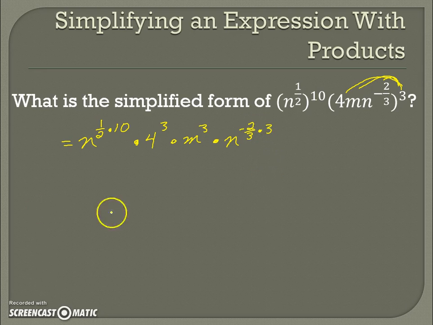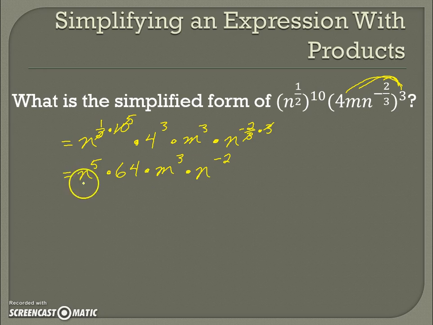And then I go through and I just simplify each one of these things. This first one, I have n to the 1/2 times 10. Those cancel and I get a 5. So that's n to the 5th, times 4 cubed, which is 64, I believe, times m cubed is just still m cubed, times these cancel out, I'm left with 1, so that's n to the negative 2.